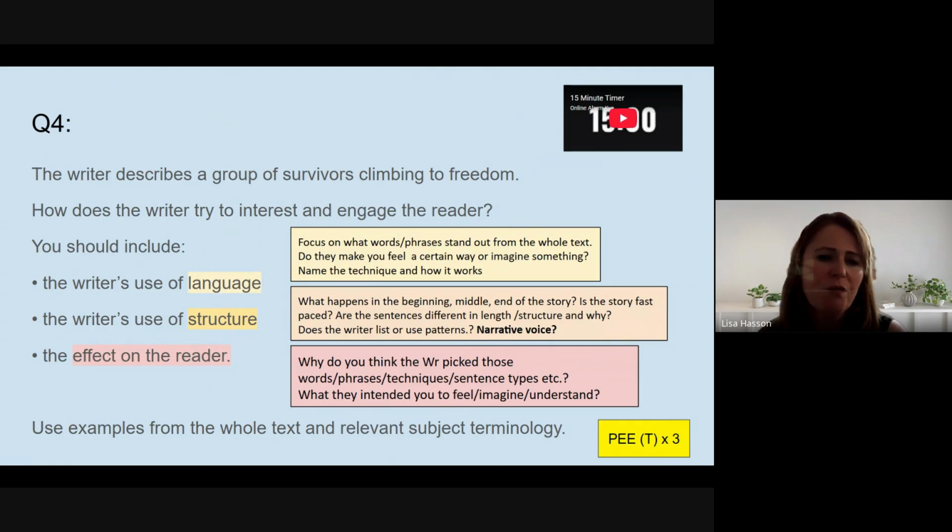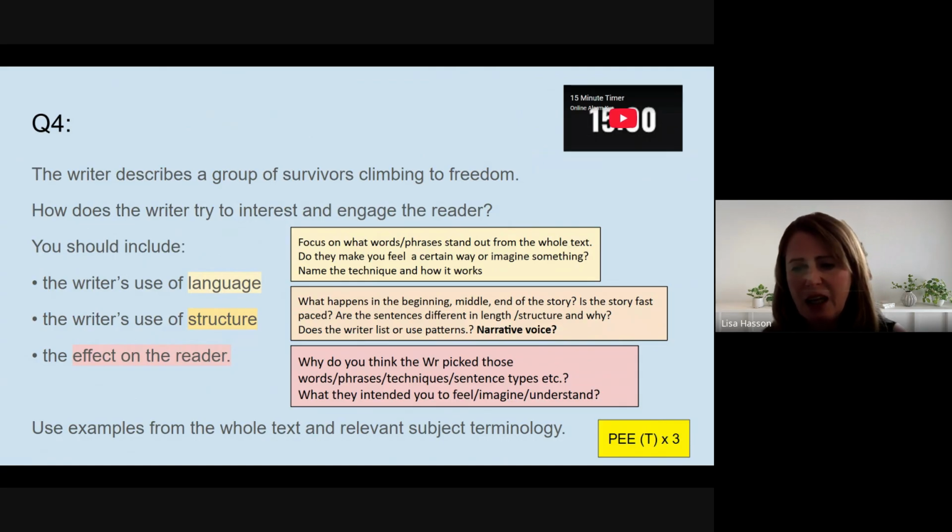So in terms of this question, what do we need to do? Well, we need to make sure that we talk about both language and structure on this question. We also need to talk about the effect on the reader. But to be honest, if you're using PEE paragraphs, so point, evidence, explain, the explain element is going to talk about the effect on the reader. You would always do that anyway. So I would almost not address that as a separate bullet point, but combine that into your comments on your language or your comments on your structure. That is just a reminder to make sure that you actually do that.